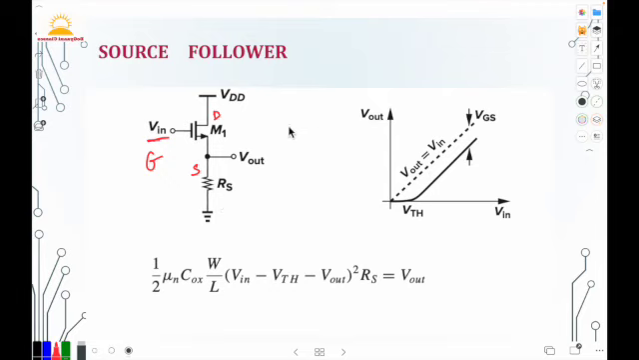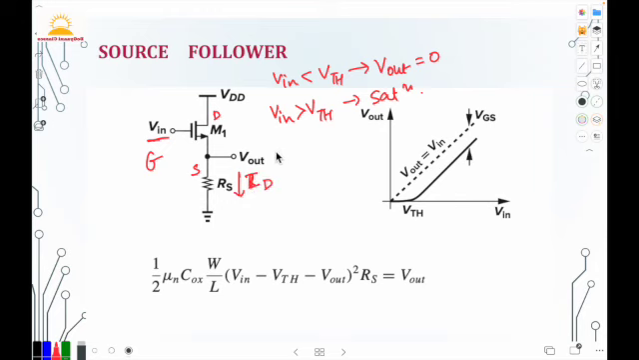Here, when Vin is less than the threshold voltage, the M1 transistor is off, so Vout is 0. Now, as Vin exceeds the threshold voltage, M1 turns on in the saturation mode and the drain current flows through the resistor Rs. As Vin increases further, what happens? Vout follows the input with a difference equal to VGS.